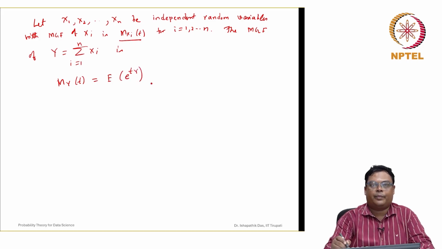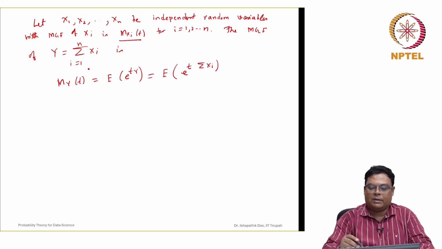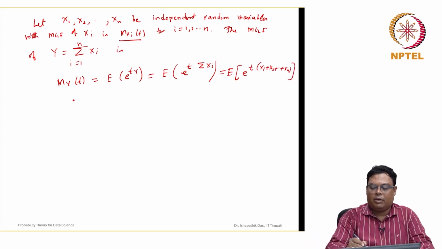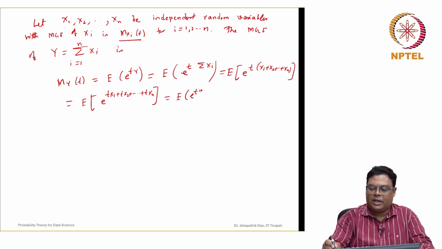M_Y(t) equals expected value of e to the power of tY, which is equal to expected value of e to the power of t times summation of Xi. Because Y is nothing but summation of Xi, if we explicitly write that, expected value of e to the power of t(X1 + X2 + ... + Xn). If you simplify, this is expected value of e to the power tX1 times e to the power tX2 ... times e to the power tXn, which by independence is expected value of e to the power of tX1, expected value of e to the power of tX2, ..., expected value of e to the power of tXn.